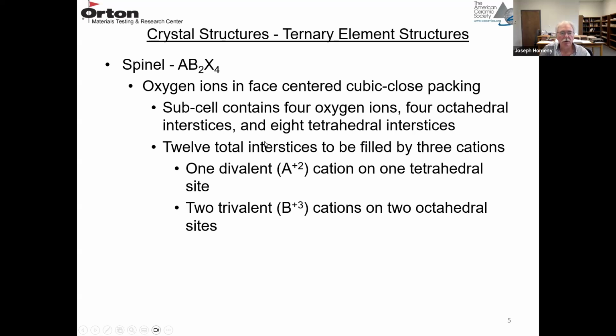So there's 12 interstitial sites, and that's to be filled by the 3 cations, 1 A and 2 Bs. There's one divalent A cation, A plus 2, and that goes in a tetrahedral site, and there's 2 trivalent cations, the B plus 3. They go on 2 octahedral sites.